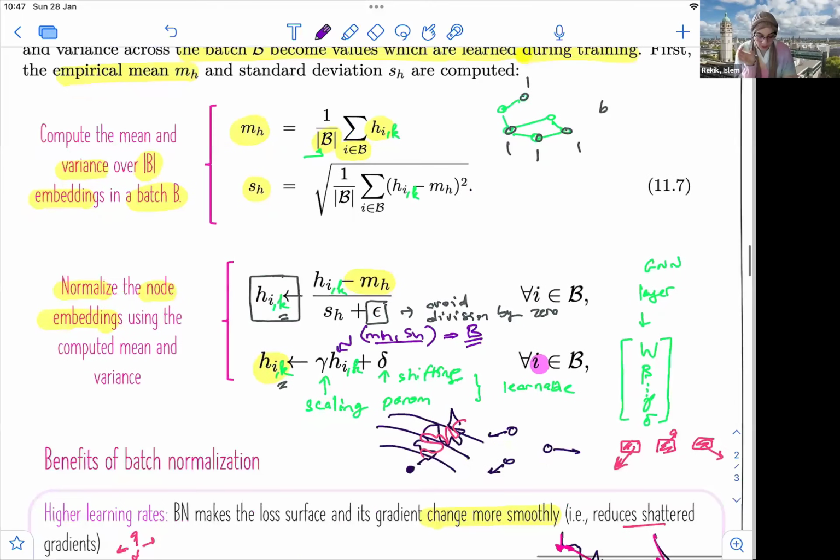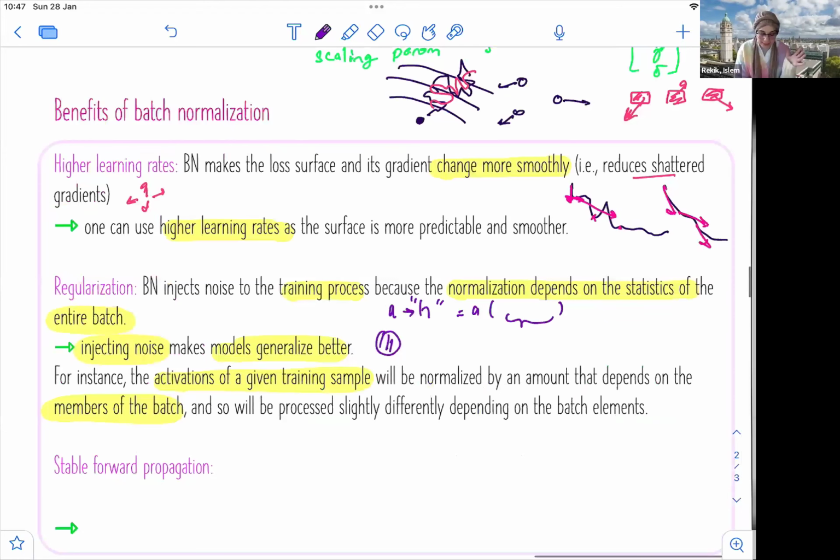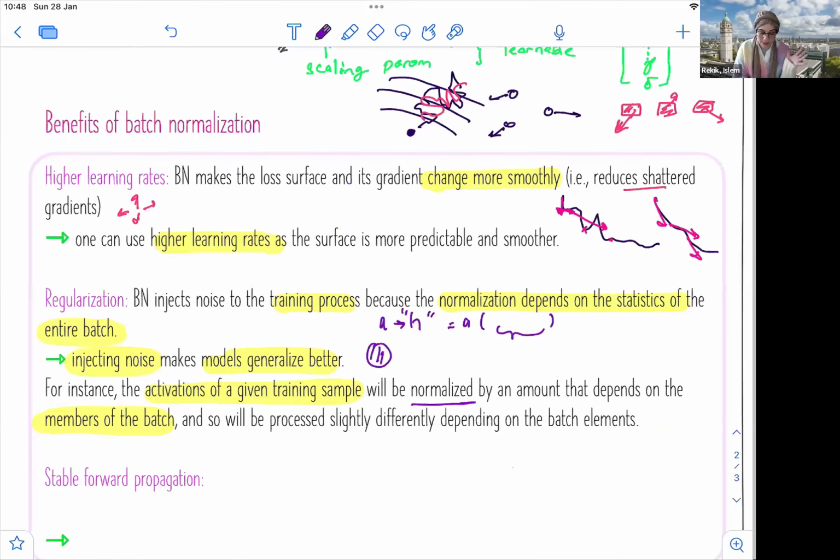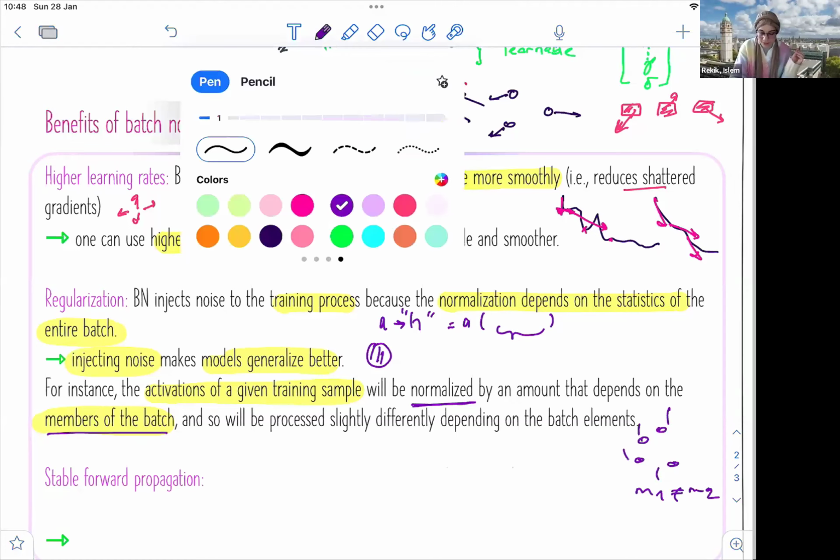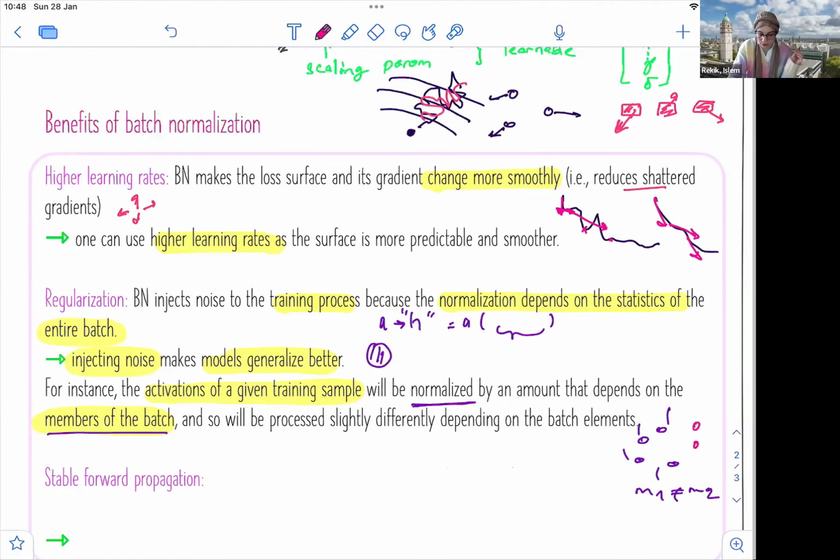So in this example, basically, the normalization somehow depends on who is with you, right? So you will have a completely different mean if you have different members. So this mean of these nodes, let's call it mean 1, will be different from mean 2 if we have, for example, these kind of nodes, okay? These 4 nodes, for example, in a batch. So these will change, and because of that, they will be processed slightly differently depending on the elements of the batch.